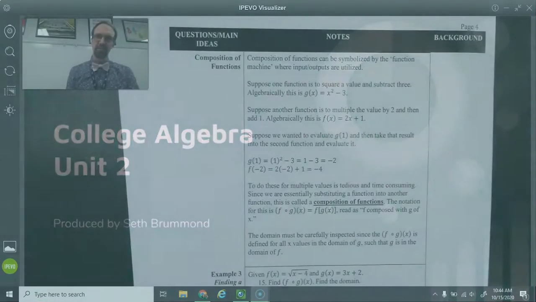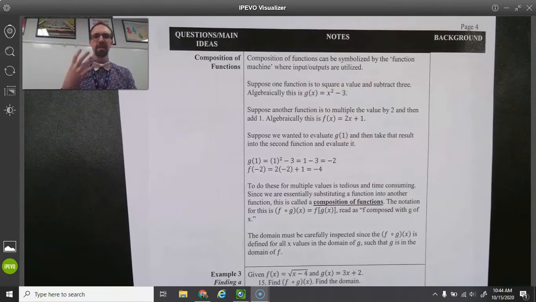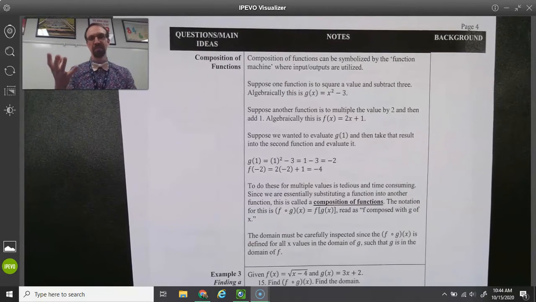Now we're going to be talking about composition of functions. When you compose functions together, think of it as taking a machine and applying the output from one machine into another machine. It's like an assembly line: one person or machine does something to a product, then the next step on the assembly line does whatever it needs to do to the product, and it continues on.